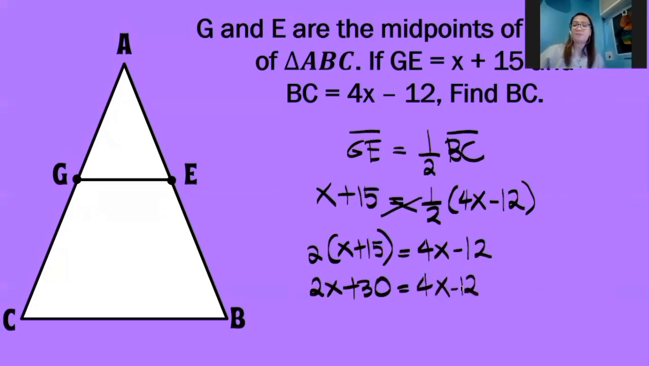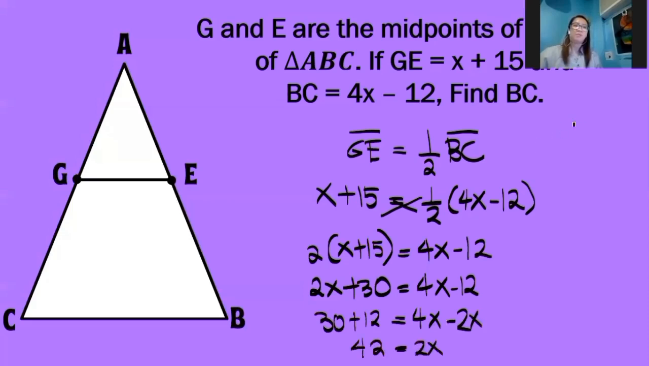And then, what we have here is we have to apply the addition property or transpose the terms on one side that are similar. So we have here 4x minus 2x equals 30 plus 12. So 2x equals 42. Divide both sides by 2. X now is equal to 21.